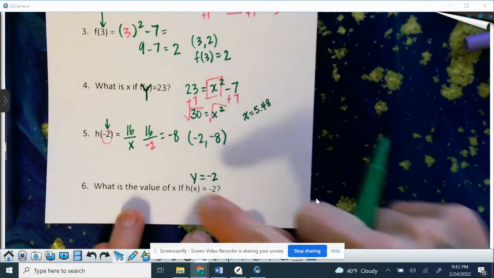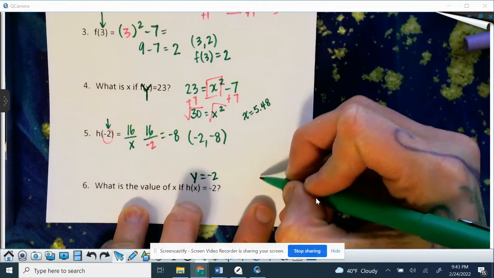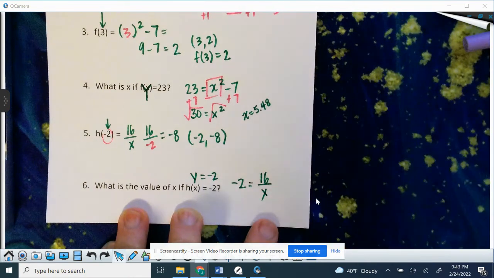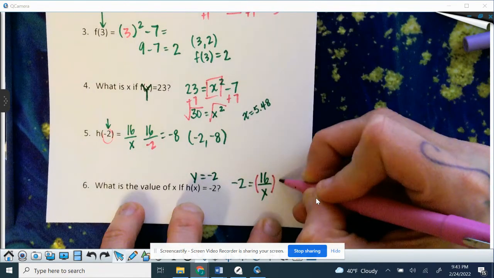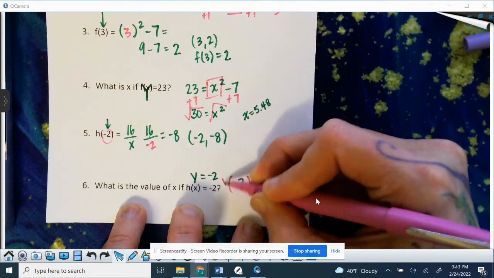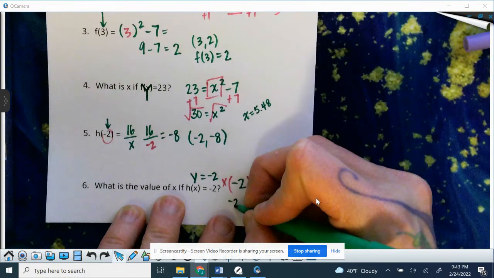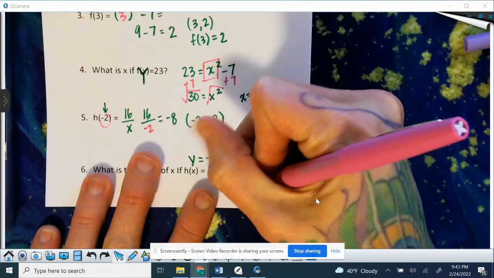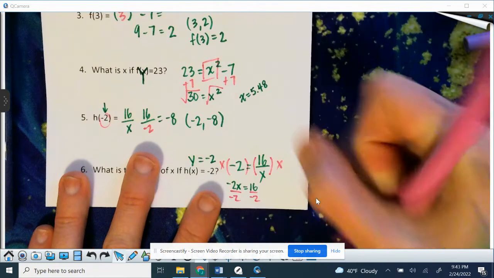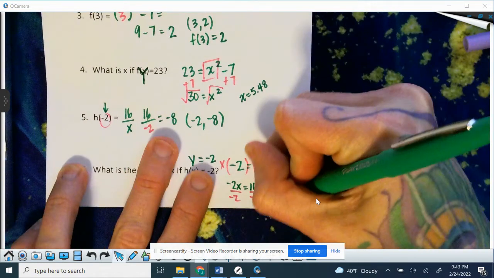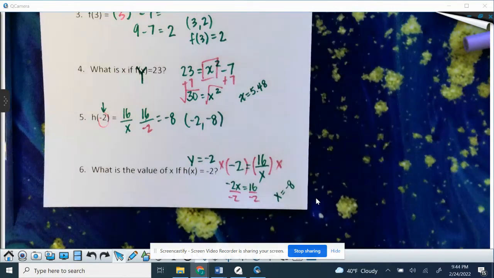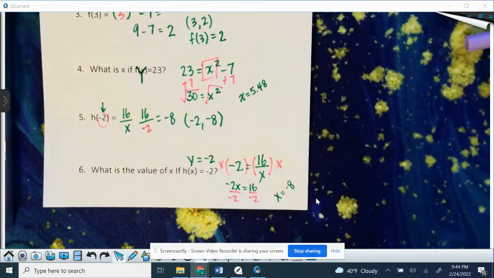So at this point, if I use my Harry function, which is 16 over x, then y is negative 2. To get the x out of the denominator, because it's 16 divided by x, we're going to multiply both sides by x. Negative 2x equals 16. We need x by itself, and that negative 2 is multiplied, so we're going to divide by negative 2 on both sides, and x equals a negative 8. So x is negative 8 when y is negative 2, or y is negative 2 when x is negative 8. All right, guys, hopefully that made some sense.